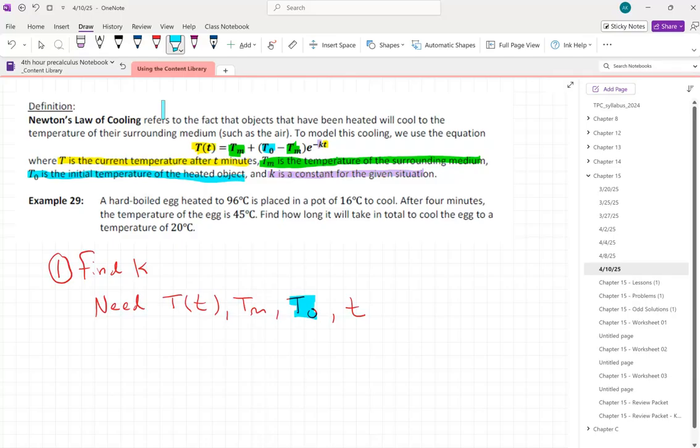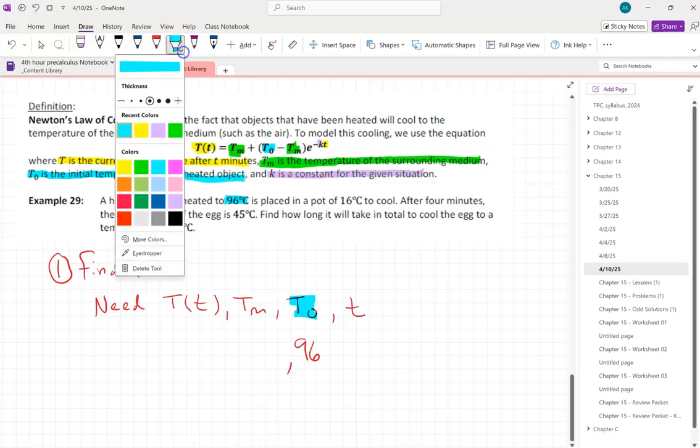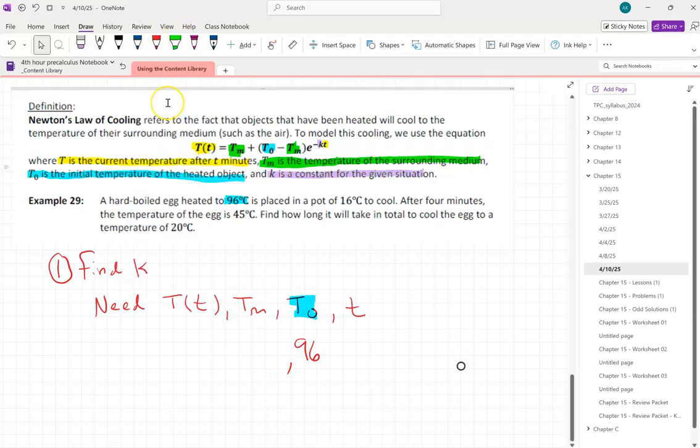Okay. What is the initial temperature of the egg going to be? Before any cooling starts, 96. That's right. Okay. And what's the temperature of the medium that we're cooling the egg in? 16. Okay.